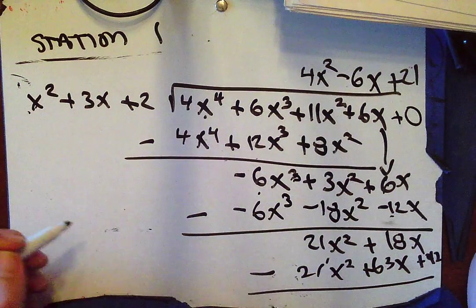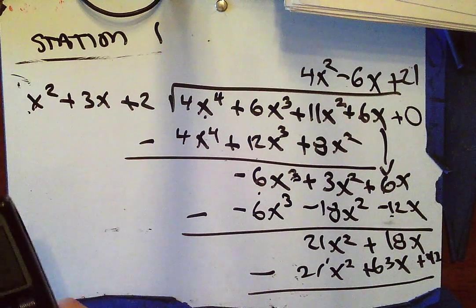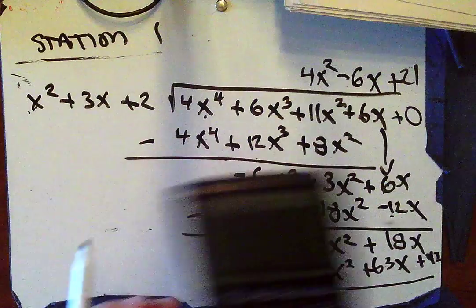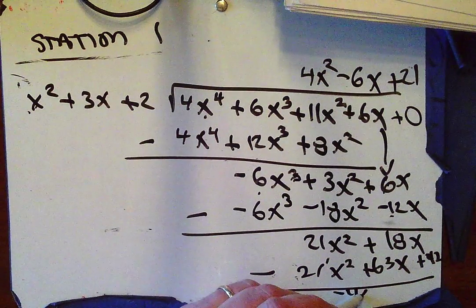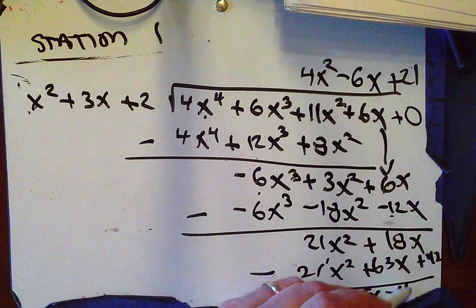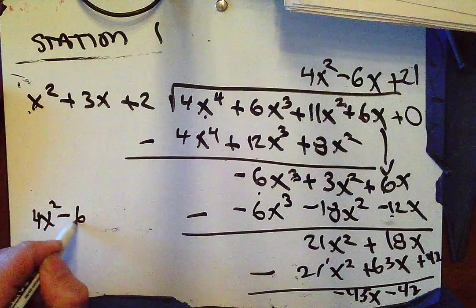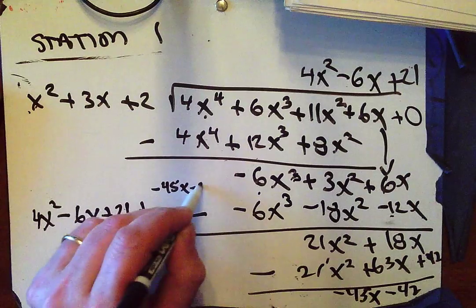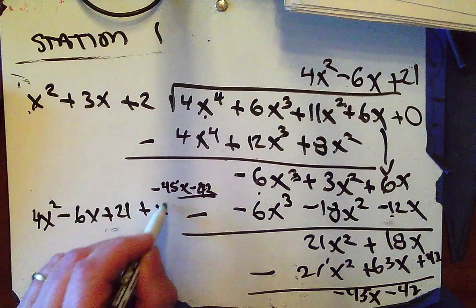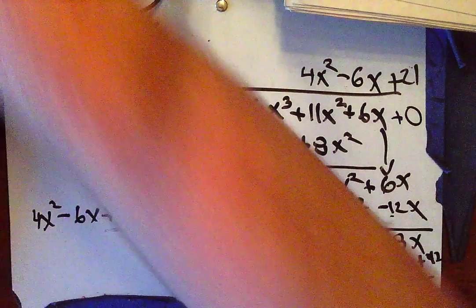And don't forget we're subtracting. So 18 minus 63, yeah, I'm definitely going to want to do 18 minus 63 with a calculator at this time of day. I end up with negative 45x minus 42. And so we could say 4x squared minus 6x plus 21 plus negative 45x minus 42 over our divisor x squared plus 3x plus 2. Alright, that's station 1. Just a little reminder of long division.